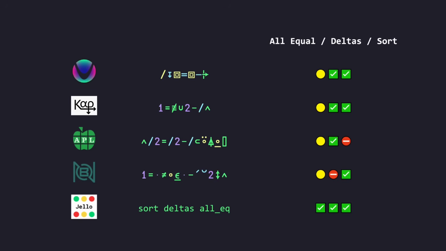BQN, it's got no deltas, no stencil, no n-wise reduction. Therefore, you get a no entry sign, folks. It does have the sort, though, and you can spell all equal in only a couple characters. But Jello, the best of all, folks. All three algorithms. That's the beauty of algorithms, folks.